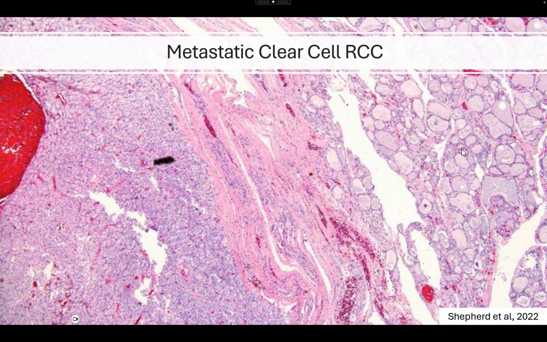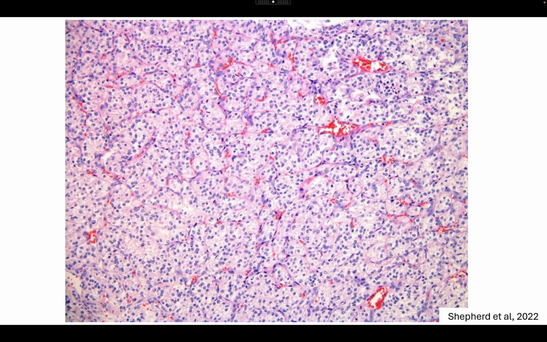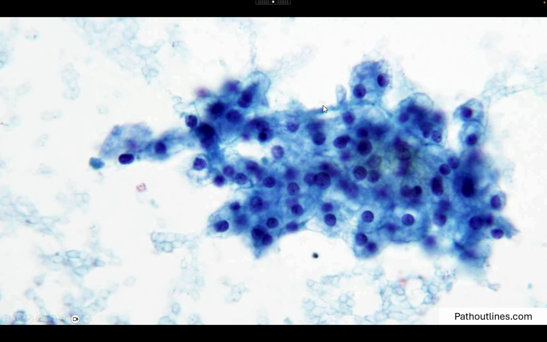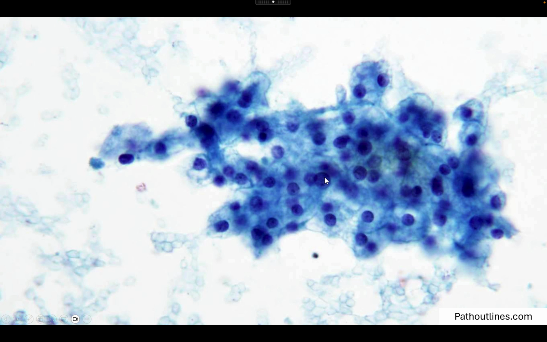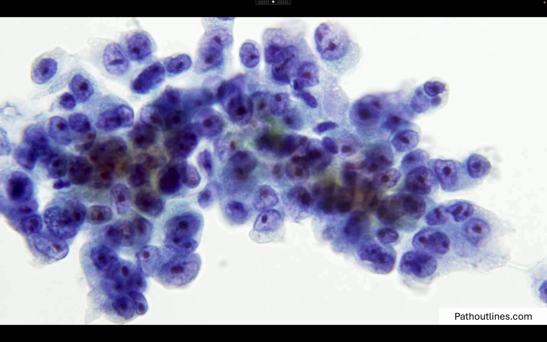So here we can see thyroid follicles and these sheets of clear cells and packeted architecture with a lot of vasculature. And here's a Pap of a clear cell renal cell carcinoma. You can see kind of the foamy cytoplasm. You can see mainly central nuclei with pinpoint nucleoli. And here's another view. And as you can see, these are also larger than these degenerated red blood cells, so somewhat similar to what we saw before.